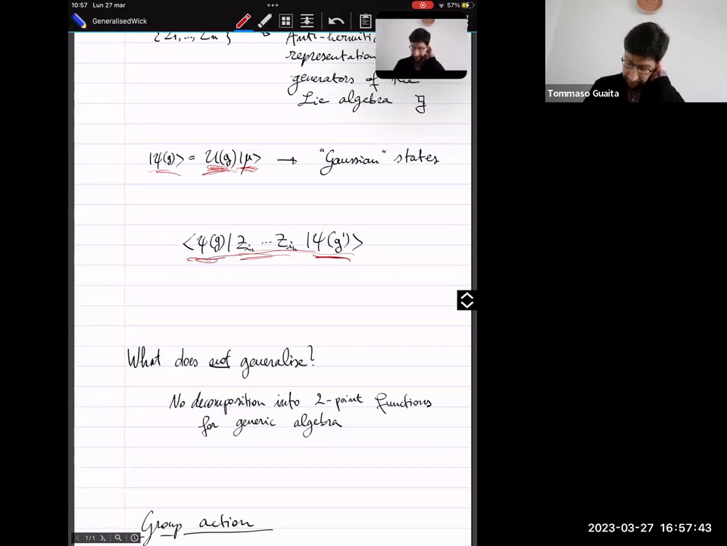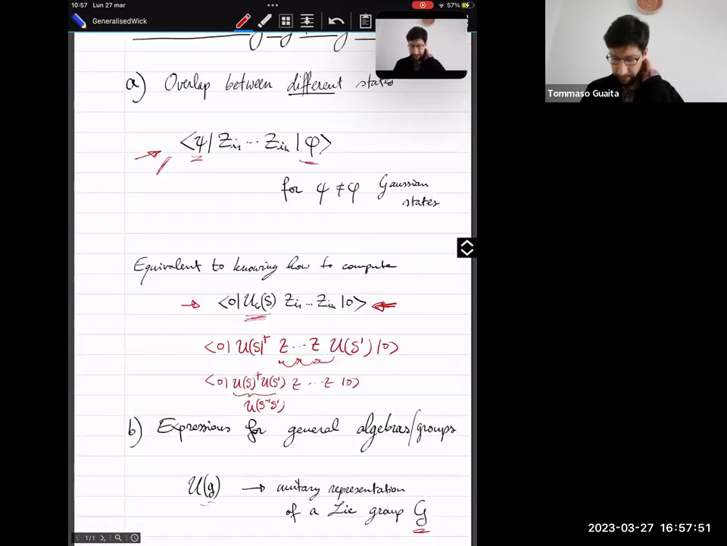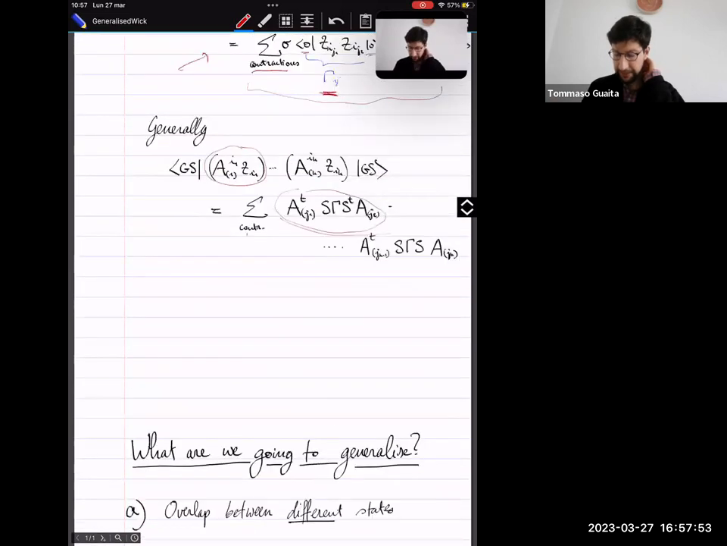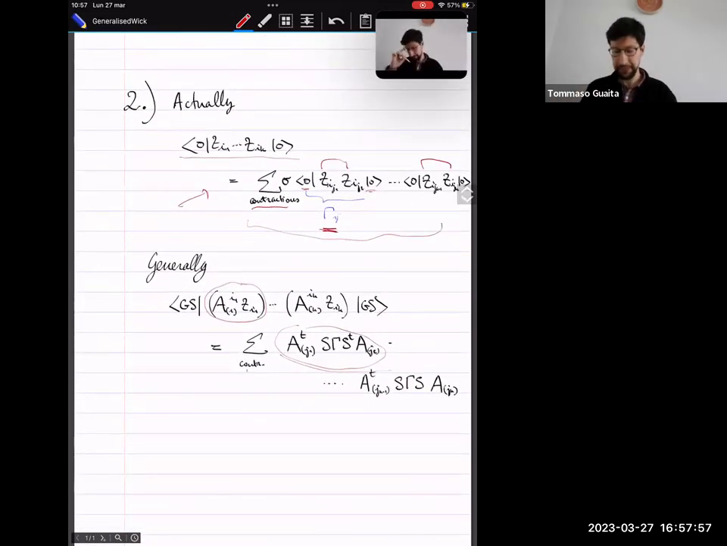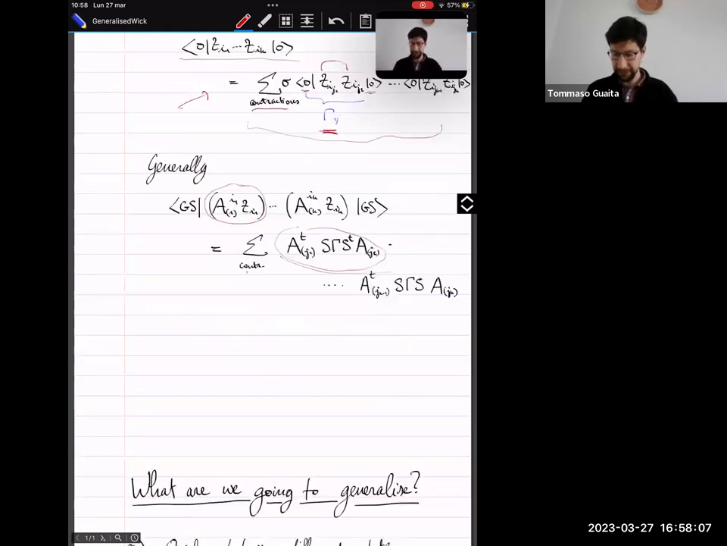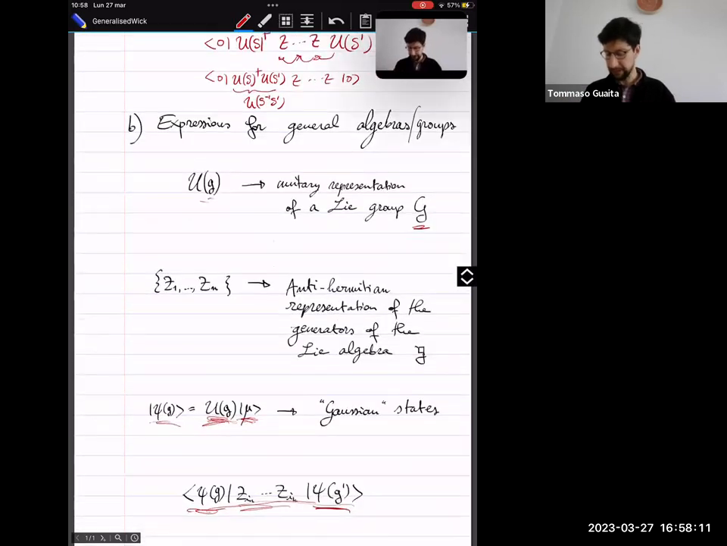And then maybe one should stress what does not generalize. What does not generalize is the discussion that I did here, this part on the product expectation value on the vacuum splitting into this contraction structure. This is actually just a property of the bosonic and fermionic algebra. So for an arbitrary algebra, for this second generalization, this will not hold.